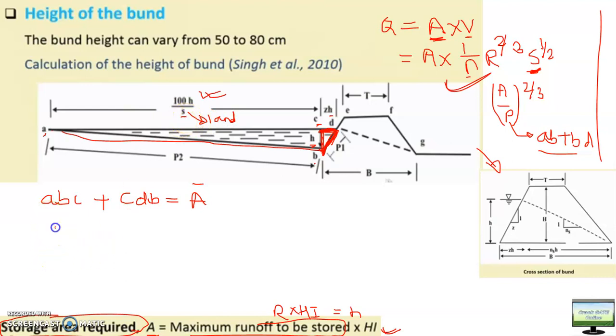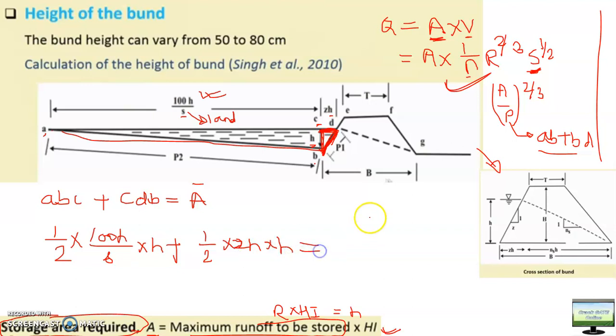So how will you calculate area ABC? That is half base times height. What is your base? AC, and AC is nothing but 100 H by S. Half base, and what is the height? H. Plus, what is CDB? That is again half base times height, and the base is Z into H, and the height is again H. So this area became equal to A.